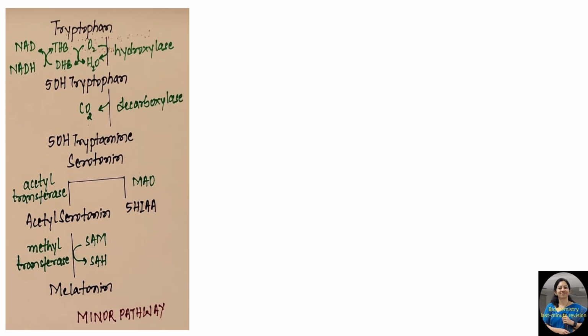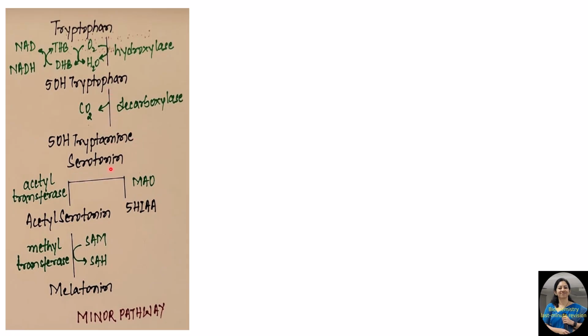Now let's understand the serotonin pathway. Tryptophan undergoes hydroxylation to form 5-hydroxytryptophan, and the cofactor or coenzyme is tetrahydrobiopterin, which gets converted to dihydrobiopterin. Tetrahydrobiopterin is regenerated with the help of NADH. In the next step, 5-hydroxytryptophan undergoes decarboxylation to form 5-hydroxytryptamine. So this is nothing but serotonin.